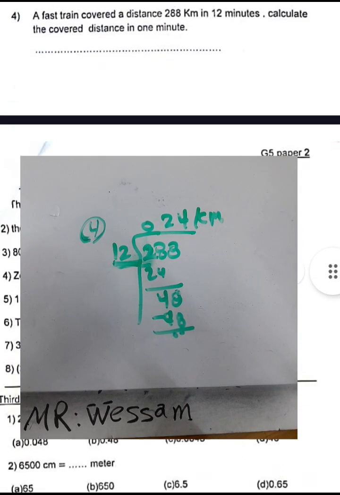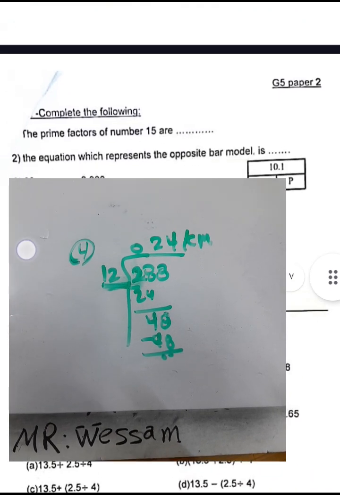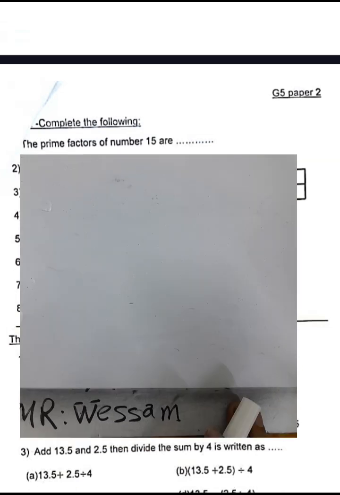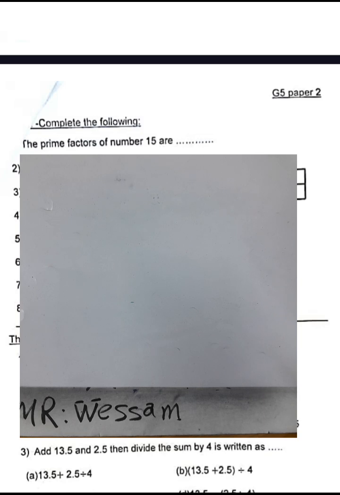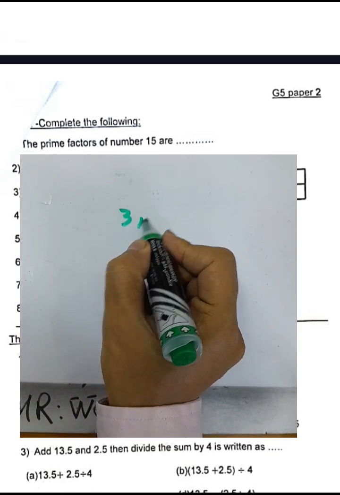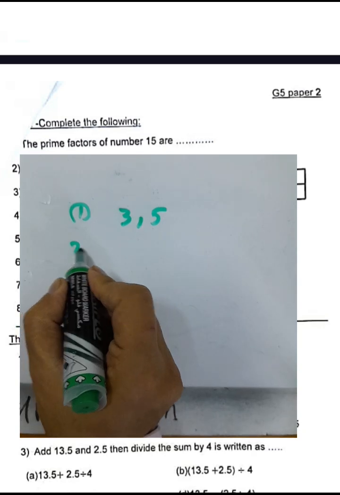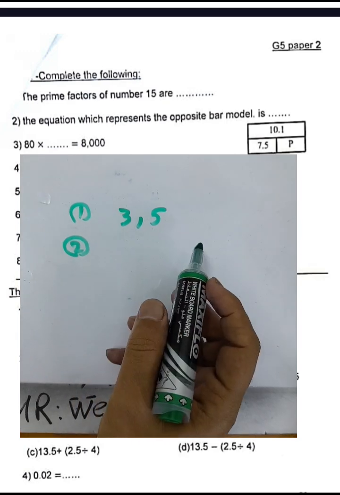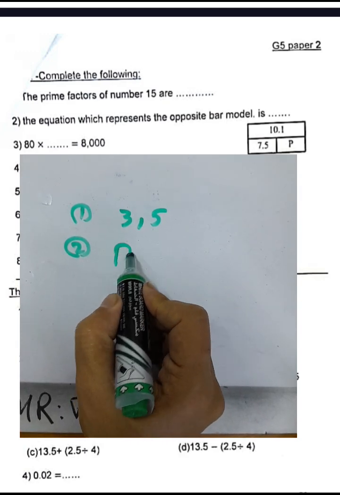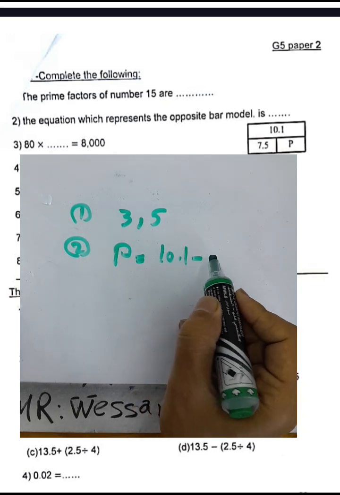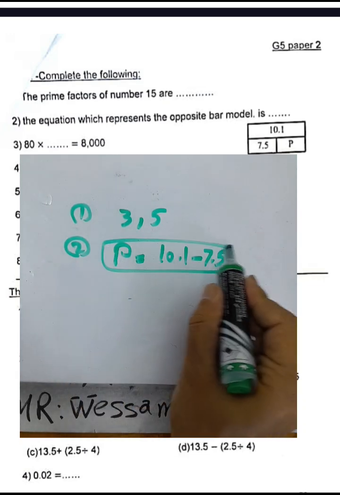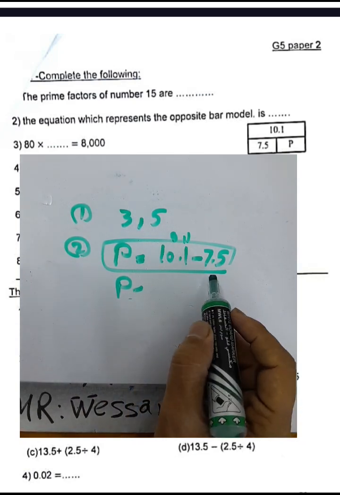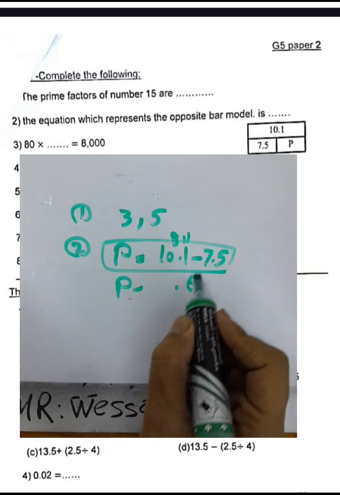Next example, complete the following. Number 1, the prime factors of 15 equal 3 and 5, because 3 times 5 equal 15. Number 2, the equation of this bar model, we can write here P equal 10.1 subtract by 7.5. This is the equation, and we can find the value of P by finding the difference. 11 minus 5, it will be 6. And 9 minus 7, it will be 2. The result will be 2.6, the value of P.